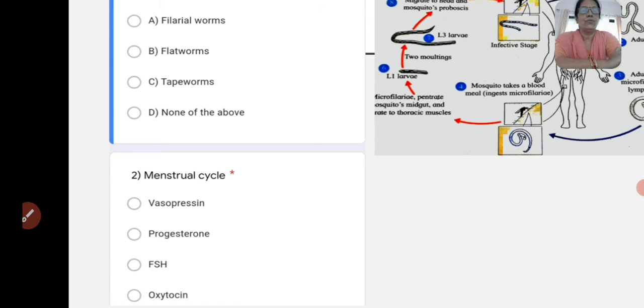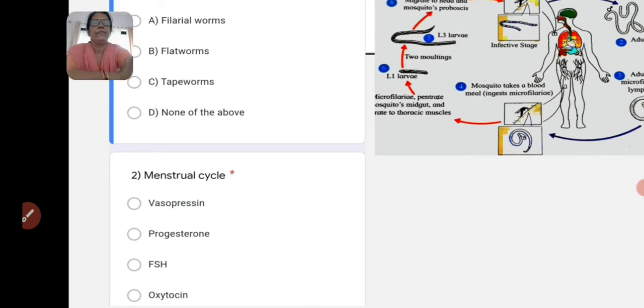The second is the menstrual cycle. It depends upon vasopressin, progesterone, FSH, and oxytocin. Oxytocin is the birth hormone. FSH is the follicle stimulating hormone, by which the follicles are stimulated. Then progesterone and vasopressin.